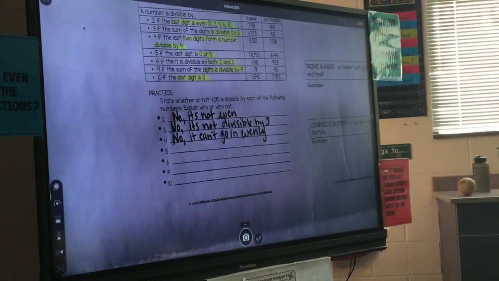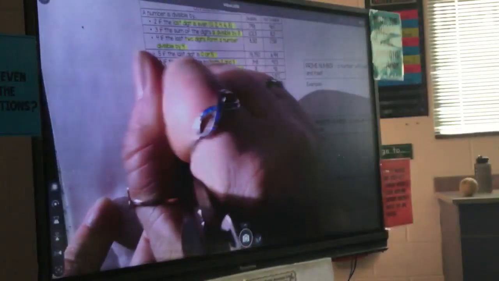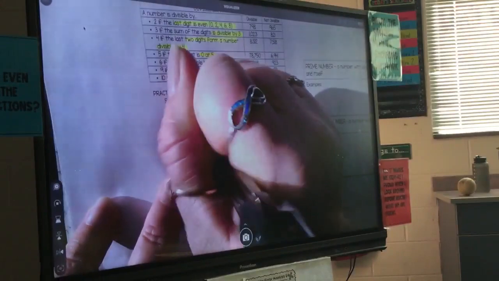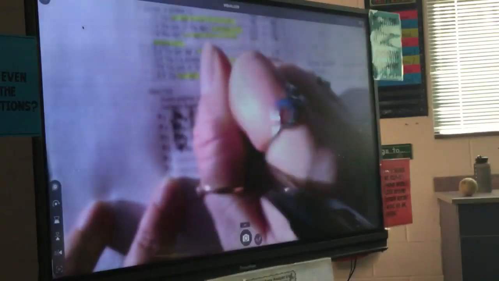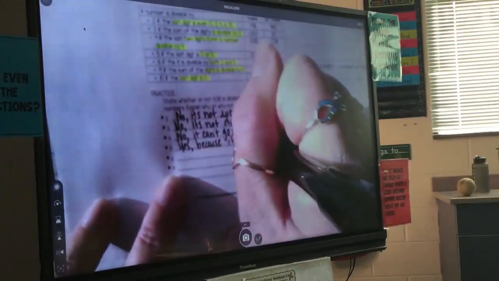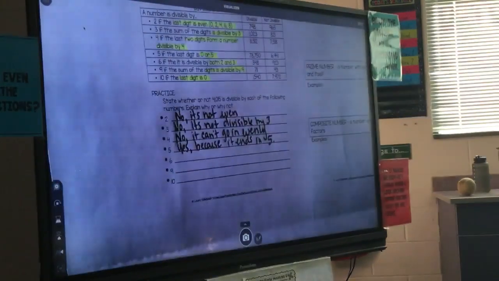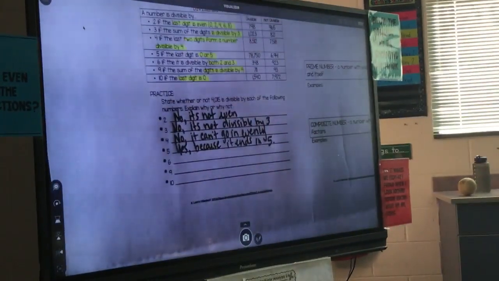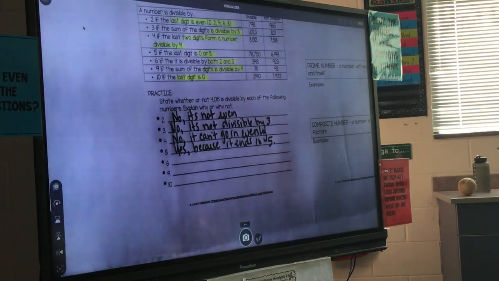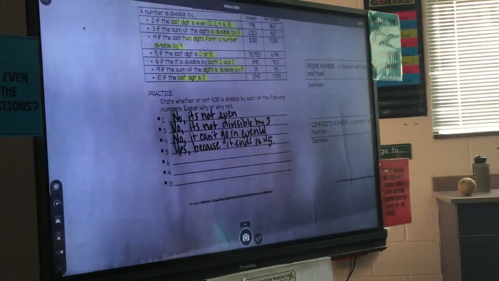What about 5? Is this number divisible by 5? Yeah. Why? Because 5 and 5 are the same, so it can go into it evenly, because it ends in 5. And then obviously 6, 9, and 10: if the only one it's divisible by is 5, what do we know about 6, 9, and 10? Is it divisible? No.